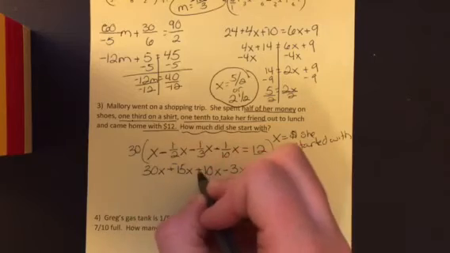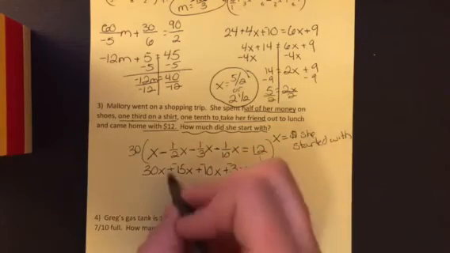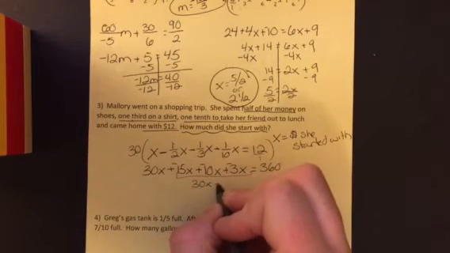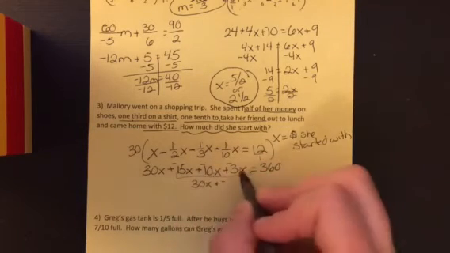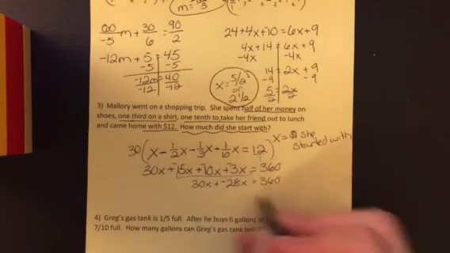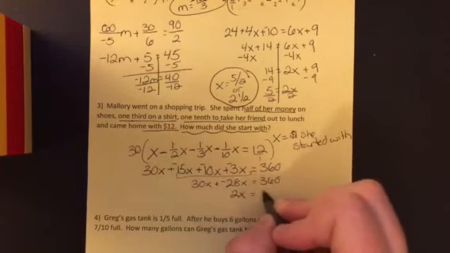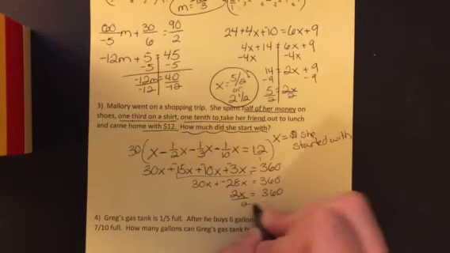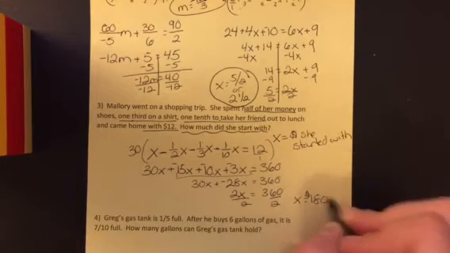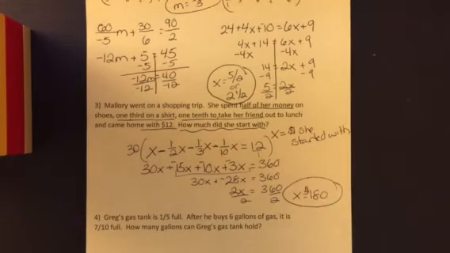Now, I am going to check it just so I don't get confused. I have a bunch of negative x's, so I'm just going to add those together to start my simplifying. That would be 15, that's 25, negative 28x equals 360. If I combine those together, 2x equals 360. Divide both sides by 2, and I get x is 180. That's a lot of money she started with. So she started with $180.